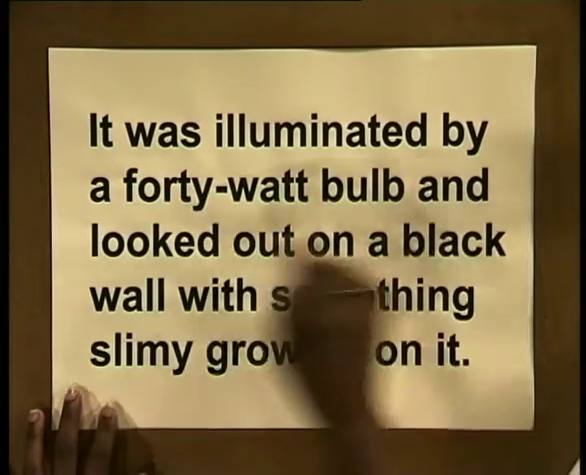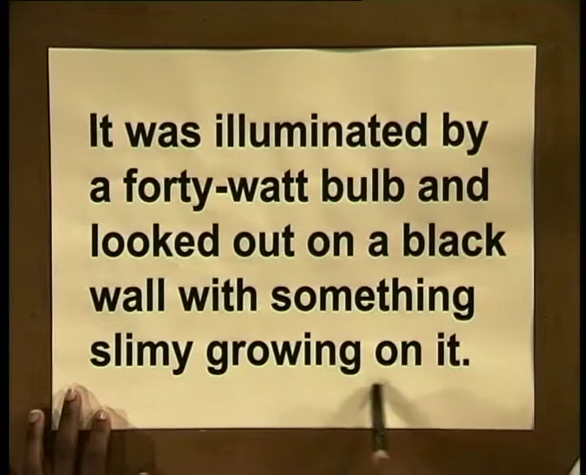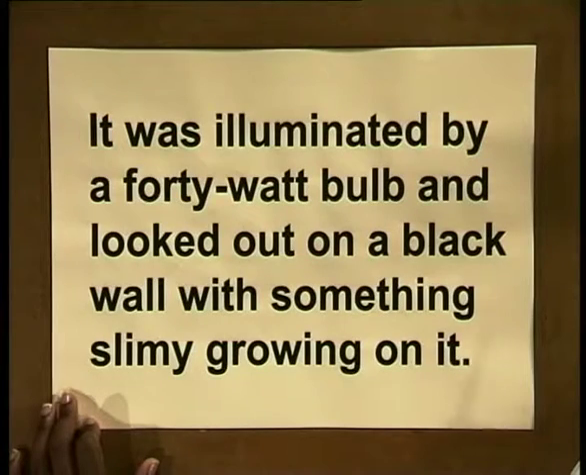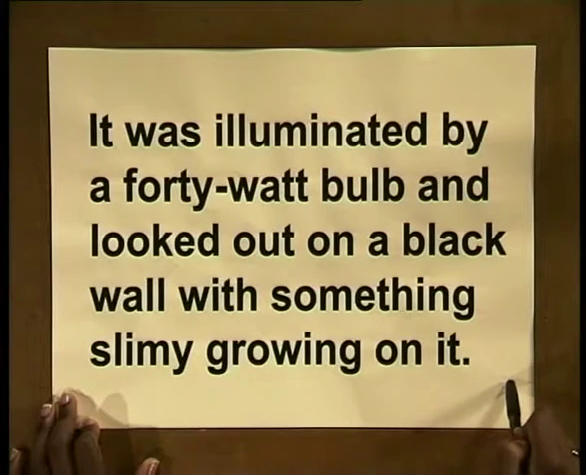"It was illuminated by a 40-watt bulb and looked out on a black wall with something slimy growing on it." This sentence gives some details and leaves others out on purpose. A 40-watt bulb does not give out much light, so the reader knows that the room was dim and had a sinister atmosphere. Newby then says that the wall had something slimy growing on it. Saying this, instead of saying that moss or algae were growing on the wall, also helps to paint the picture of the room being dirty and disgusting.